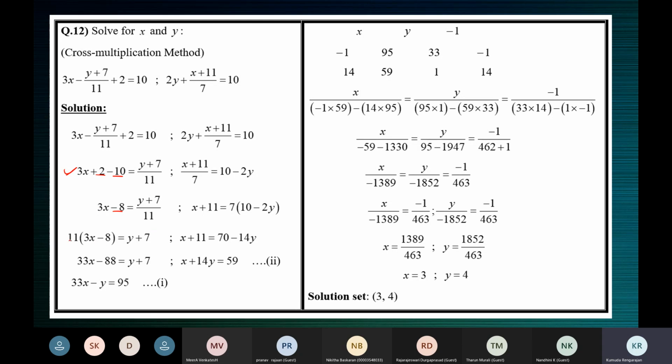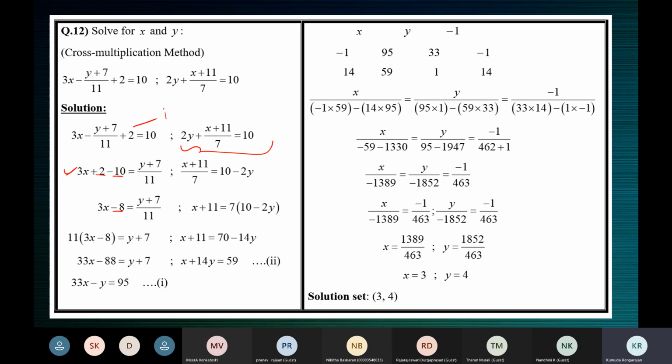Now cross multiply. This is cross multiplication. And then we multiply and we have the equation in this form: x and y on one side and the constant on the other side. Do the same thing with the other equation. This is the second equation.